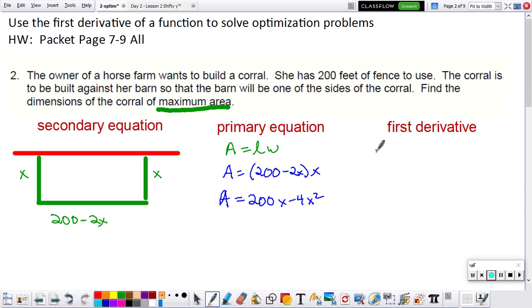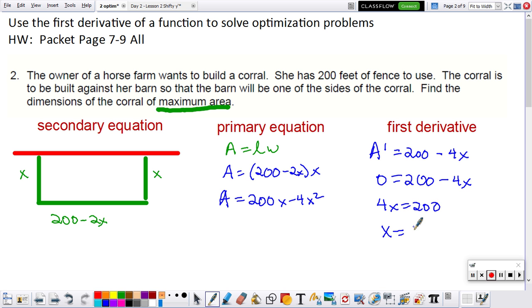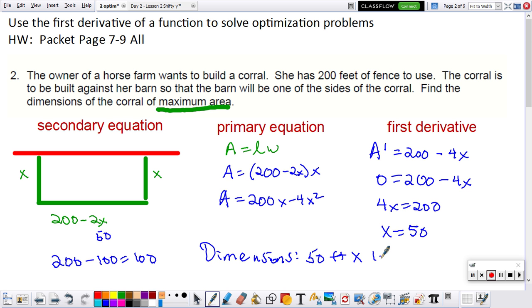Now I'm going to take the first derivative. Area prime is going to be 200 minus 4x. Now this is pretty straightforward. When we set it equal to 0, it's just going to be 4x equals 200, and we get an x value of 50. So that means that 50, and then if I plug the 50 back here, 200 minus 100 is 100. So that tells me that the dimensions are going to be 50 feet by 100 feet.